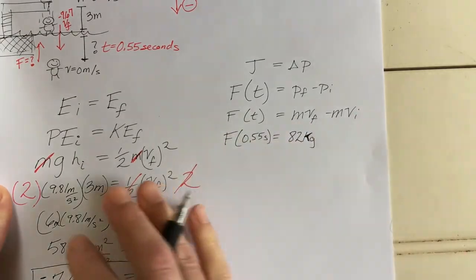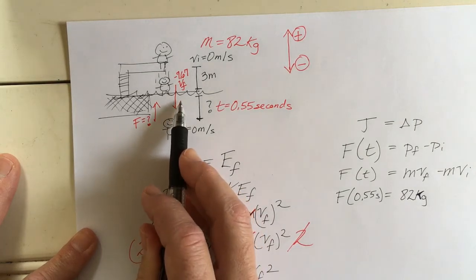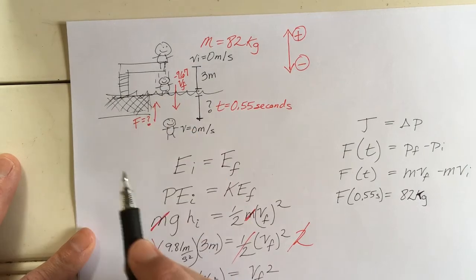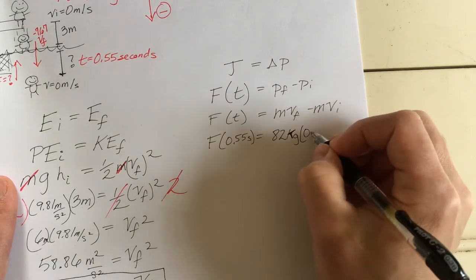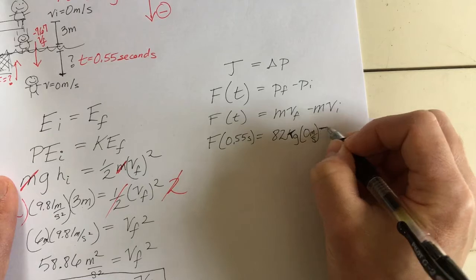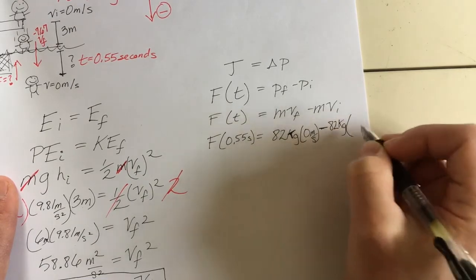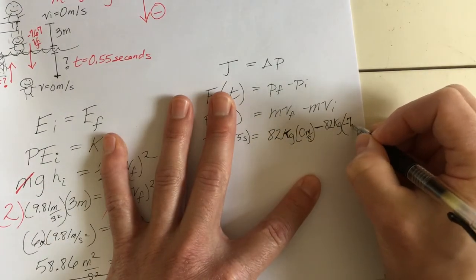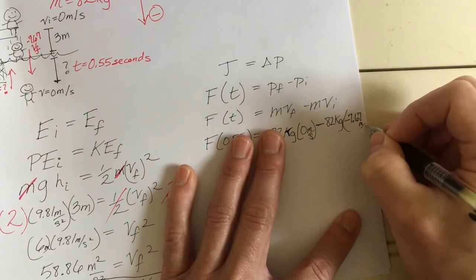We know the final velocity is going to be 0. They enter with a negative velocity, and this will be our initial velocity. So the final velocity from part 1 is the initial velocity in part 2. The final velocity is 0 because they come to rest in the water. And we're going to subtract, watching our signs here, 82 kilograms times the initial velocity, which is negative because it's downwards, 7.67 meters per second.